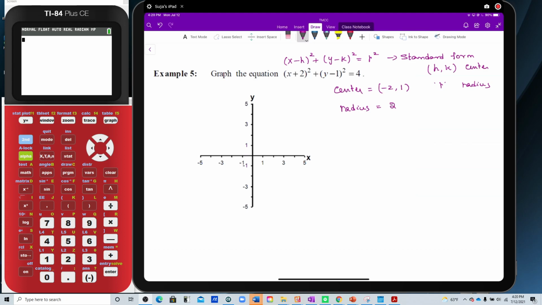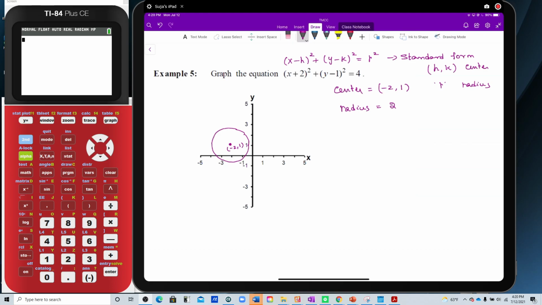To graph this, first I would locate the center, -2 comma 1, and then I would go 2 units all the way around. If I go 2 units all the way around, I get the graph of the equation of the circle. This is one way of graphing.